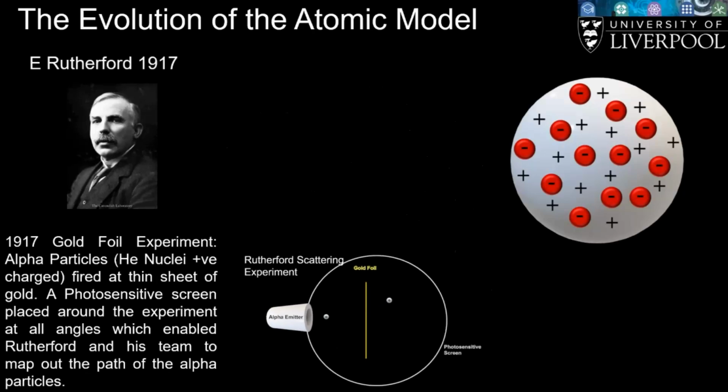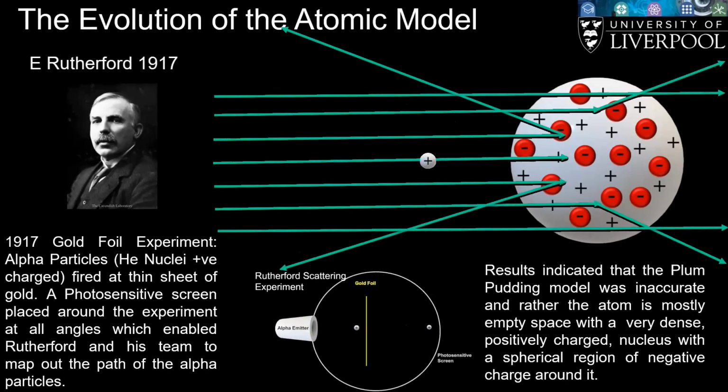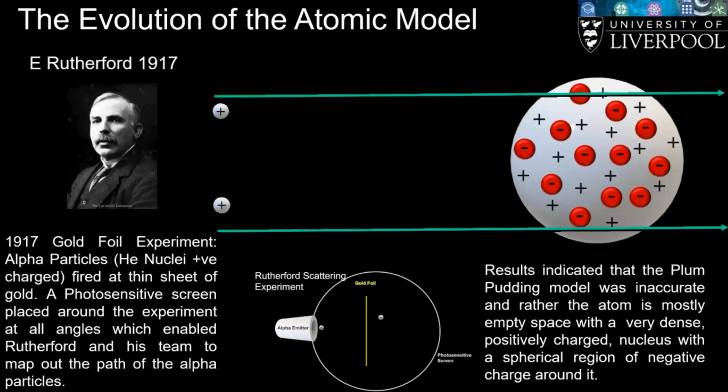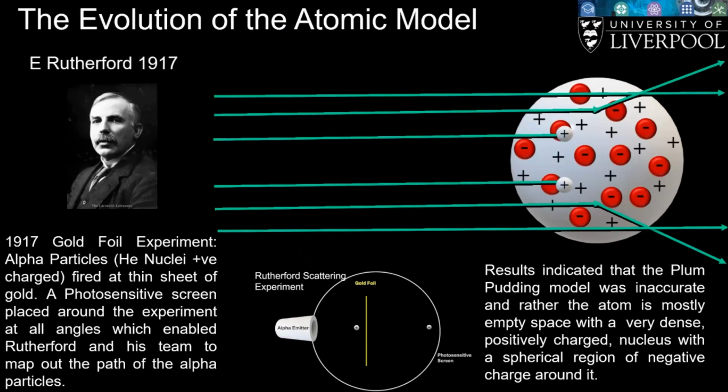The results were not consistent with the plum pudding model. Many of the alpha particles passed straight through the gold atoms, but some were deflected, with a few of these at an angle greater than 90 degrees, which could only be explained by an electrostatic repulsion of two positive charges, the alpha particle and the nucleus.